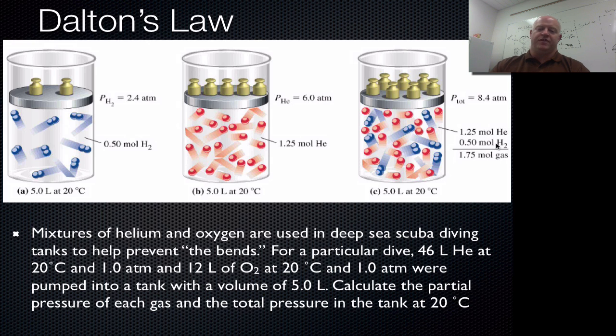Okay, so if we put the two together, the 1.25 moles of helium and the 0.5 moles of hydrogen gas, we're going to get 1.75 moles of gas total, which will give us a total pressure of 8.4 atmospheres. We're just adding the two things up. Notice how we're keeping these the same, half a liter at 20 degrees Celsius for every case, because if we change volume and change temperature, obviously that's going to affect our results. So this is another visual of how Dalton's law works.